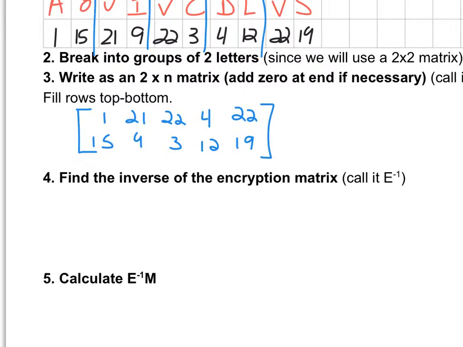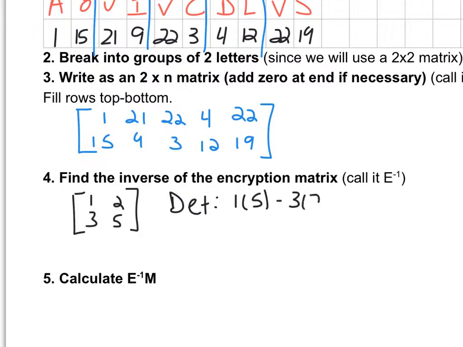So remember, to find the inverse of a matrix, my first step is to find the determinant. So I know I'm starting with 1, 2, 3, 5. So the determinant would be 1 times 5 minus 3 times 2. So 5 minus 6, which is negative 1.